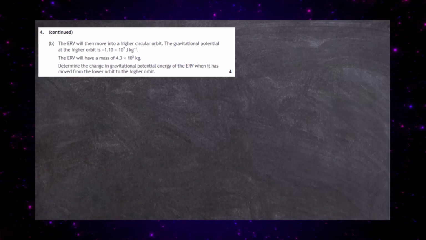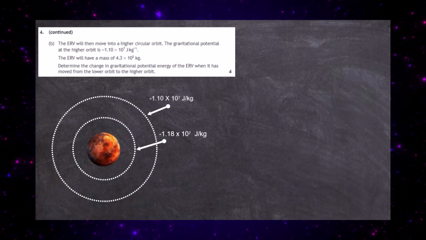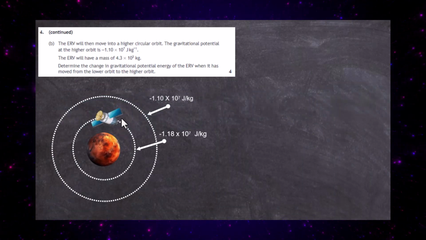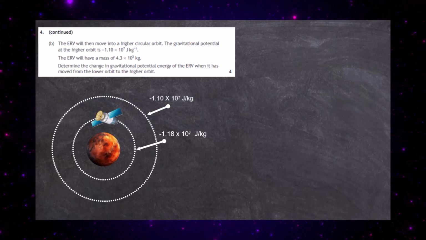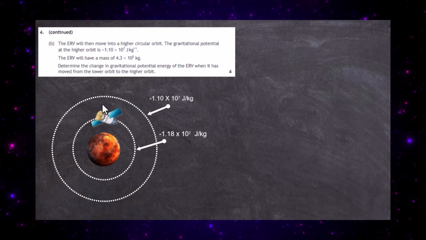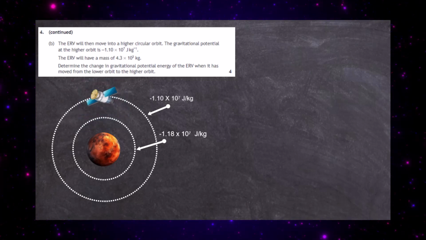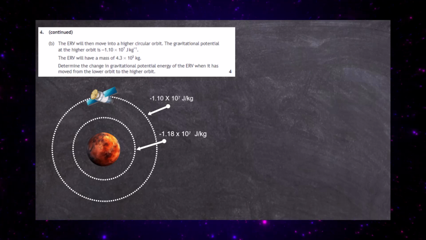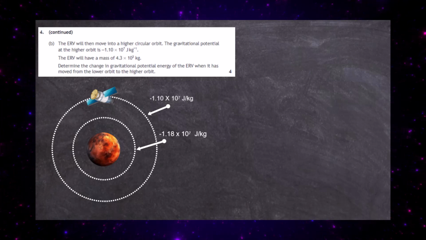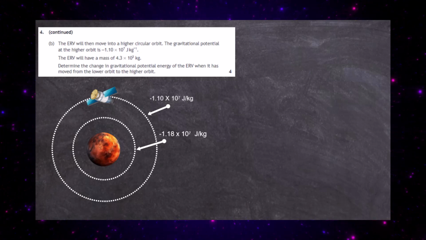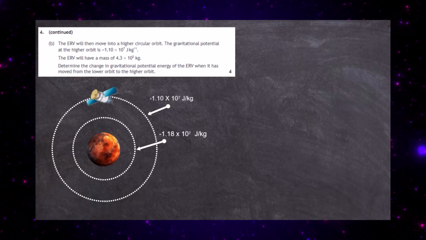So here we have the situation, a picture of it. We have the orbits round Mars, and that's the ERV in the first orbit, where it's got a potential of minus 1.18 times 10 to the power 7 joules per kilogram. And it's going to move up to this orbit up here, and we've got to find the change in the potential energy of that situation. Now notice we're talking about potential energy this time, not potential, but we start off by working out the differences in potential. Remember, potential energy is just potential times the mass.